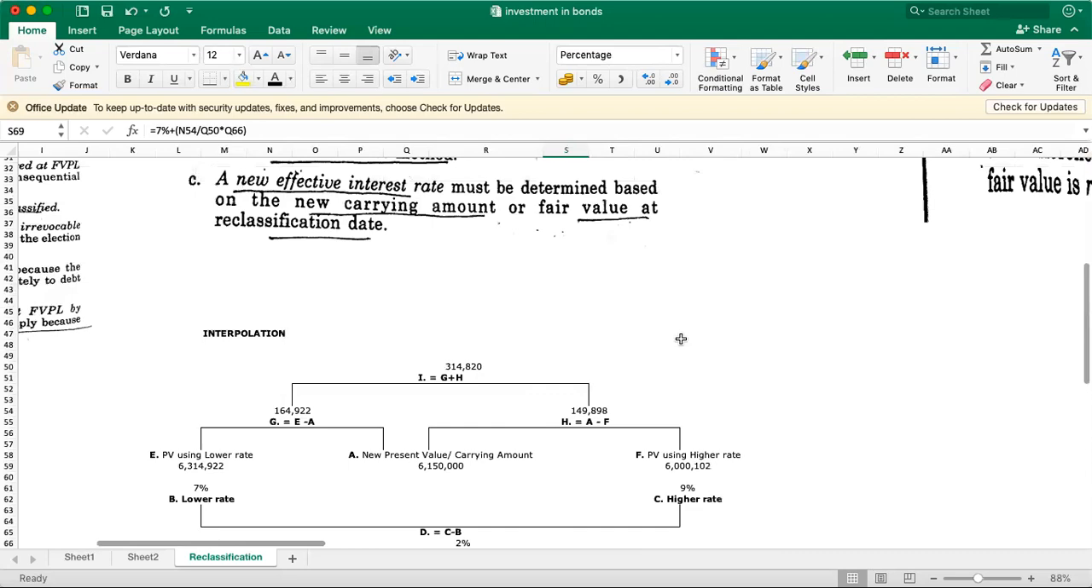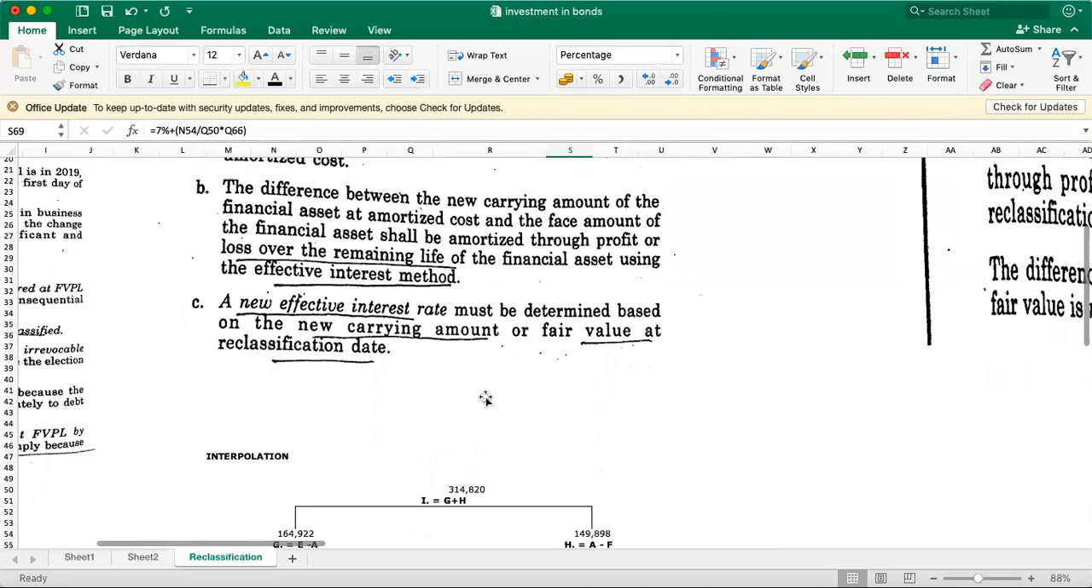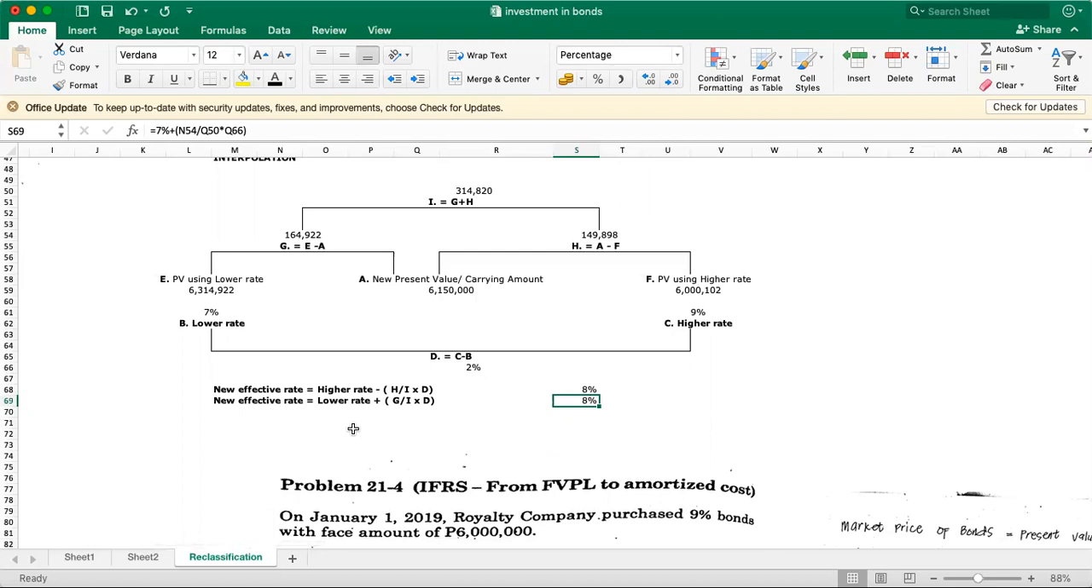So, after you find the new effective interest rate, you will continue to your amortization table. So, normal na, dun na, yung ginagawa natin under amortized cost, di ba? So, you need to make the amortization table, you have the principal, you have the interest received, you have the interest income. Ito na yung rate, 8% na yung gagamitin nating rate to compute the interest income. Then, you have the amortization, in this case, there is premium. Then, computation of the carrying amount or amortized cost.